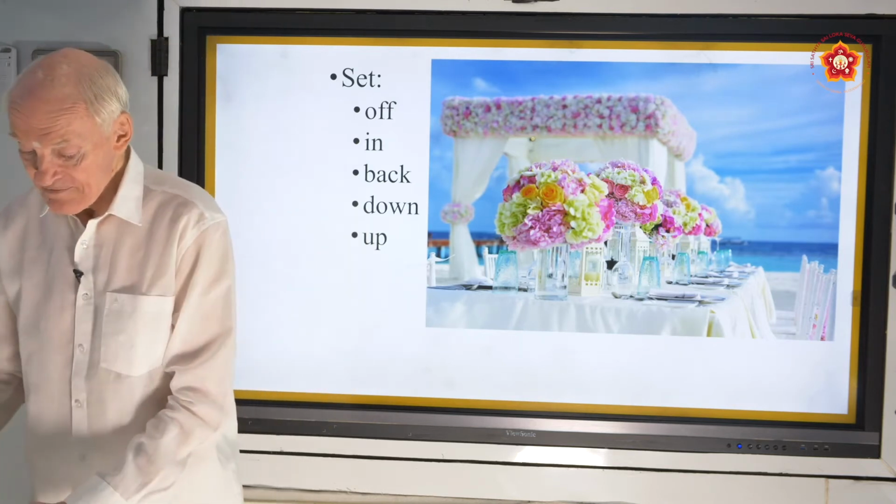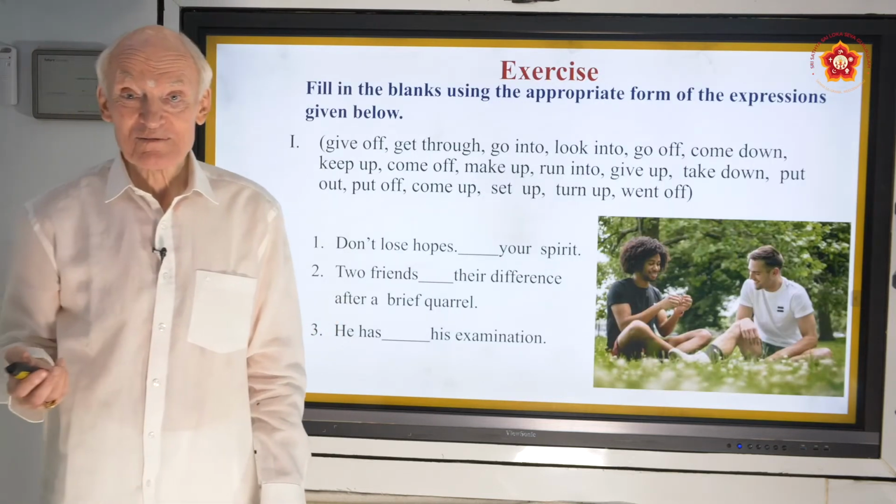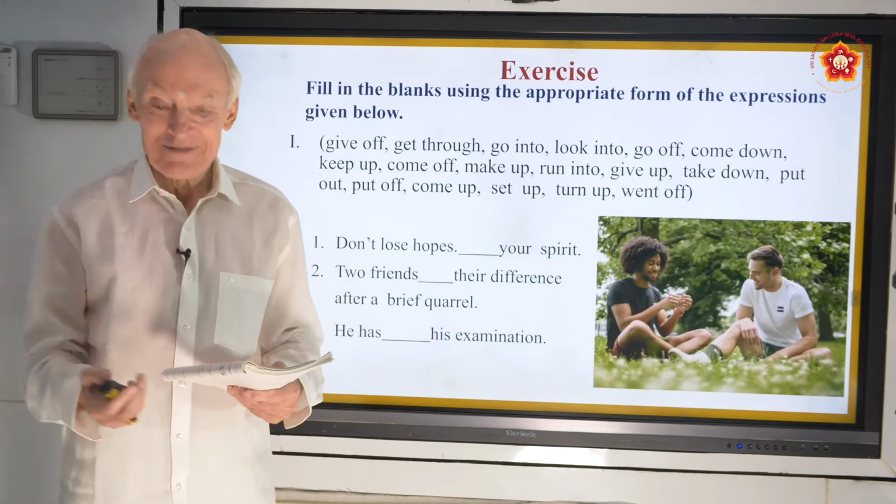So let's go ahead, now that we've discussed many of these phrasal verbs, let's do an exercise to see what we've learned, okay?